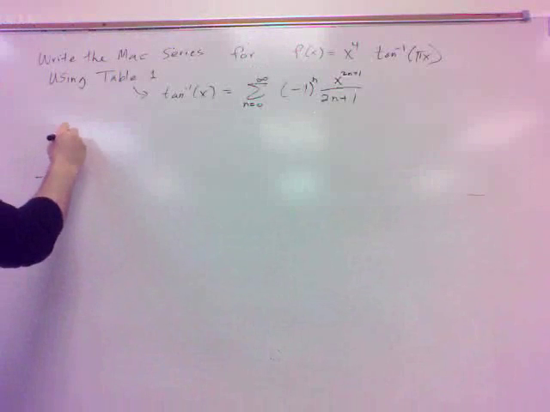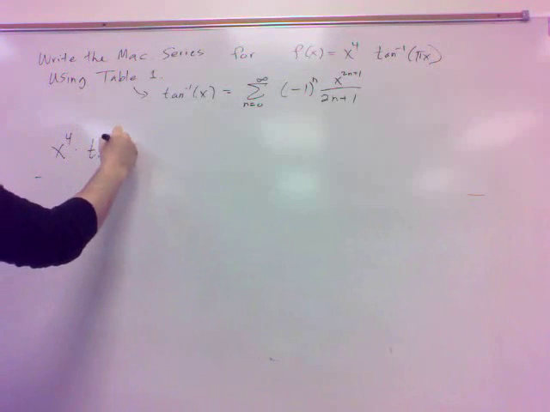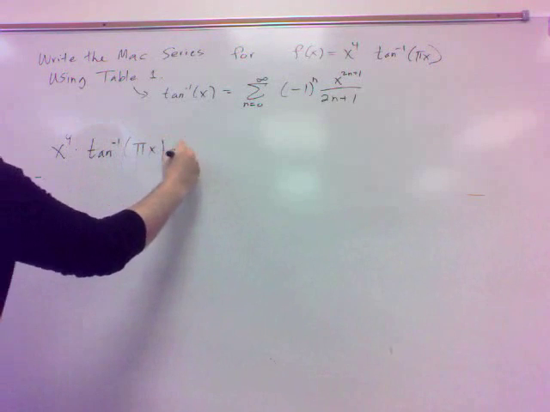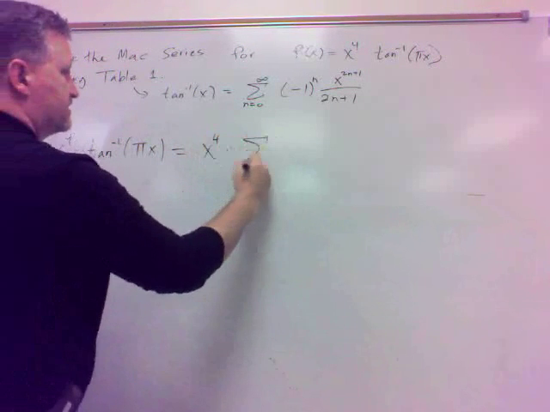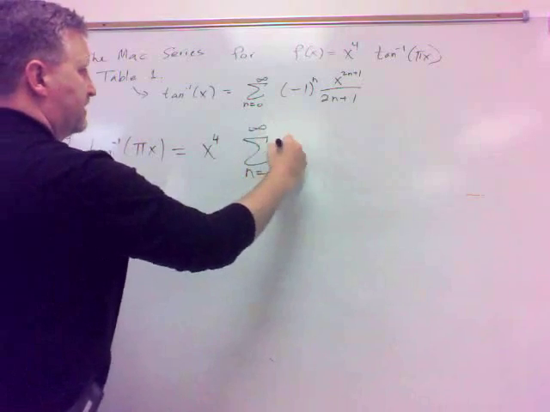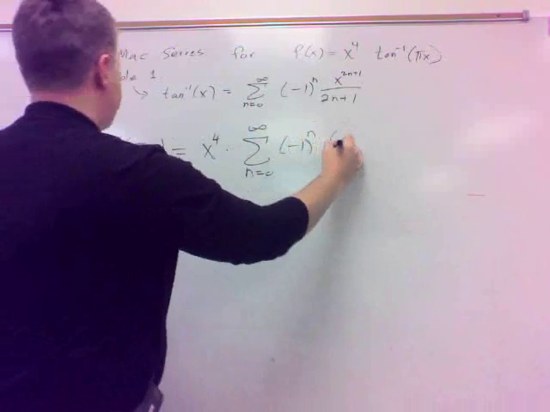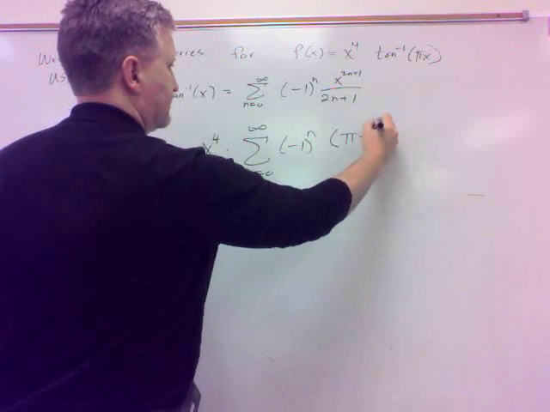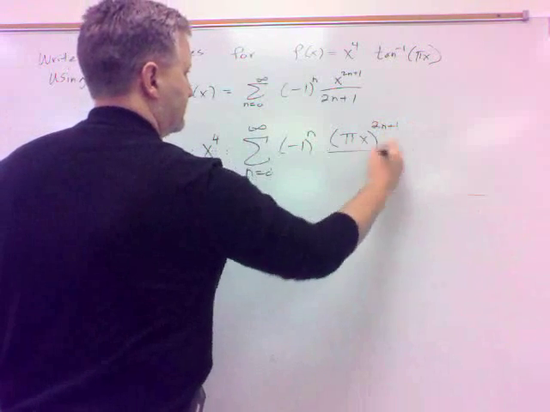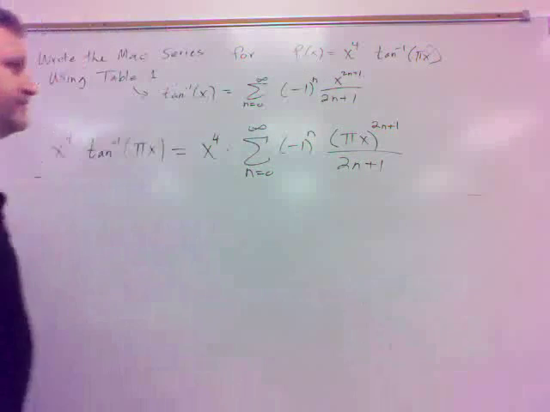So x to the 4th times tan inverse of pi x would be x to the 4th times the series n equals 0 to infinity, negative 1 to the n. But instead of x, I've got pi x. And that would be to the 2n plus 1 over 2n plus 1.